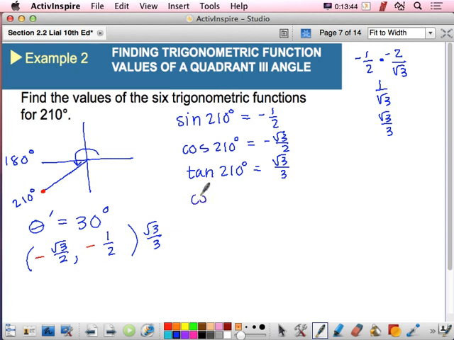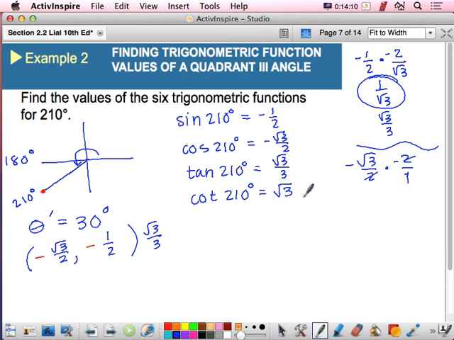Then cotangent is the reciprocal of that. Well, what's the reciprocal of 1 over the square root of 3? Just the square root of 3. Or you can go for cotangent and stack x divided by y, which in this case is x divided by negative 1/2, which is times negative 2 over 1. Those cancel, and we can see that that's a positive square root of 3. And in quadrant 3, those should be the only two that are positive, tangent and cotangent.